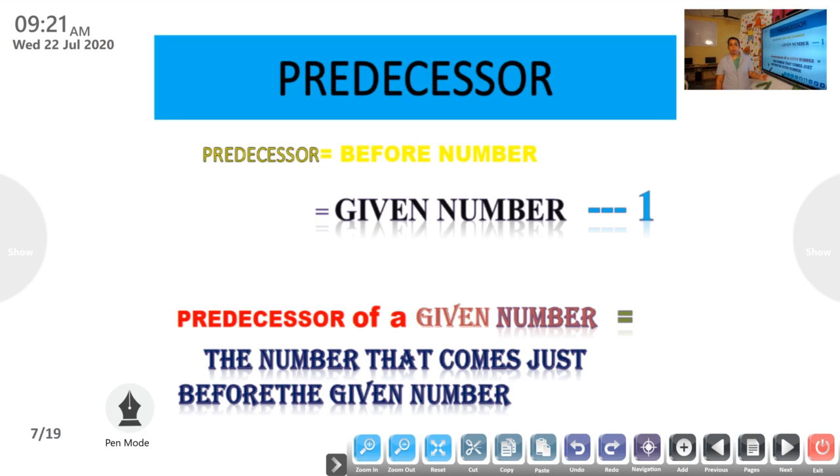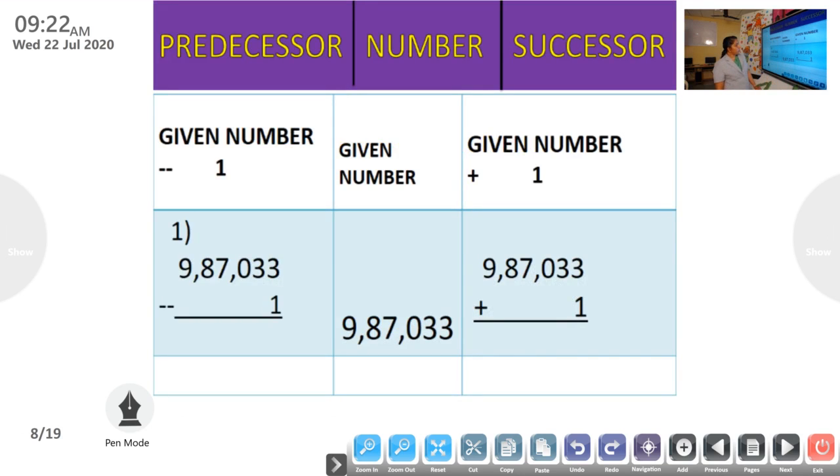What do you mean by predecessor? The number that comes just before the given number. Now we are going to find out the predecessor and the successor of a given number. How do you find the predecessor? Predecessor means given number minus 1. Successor is given number plus 1.